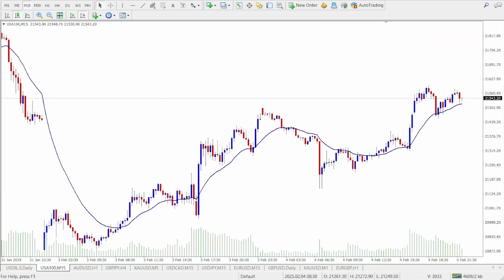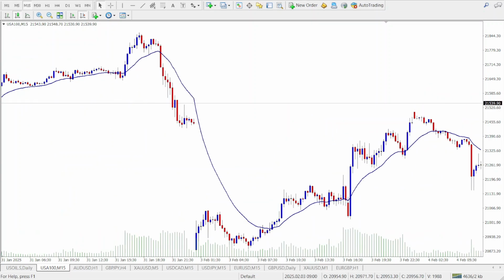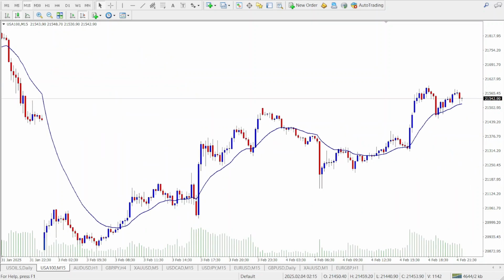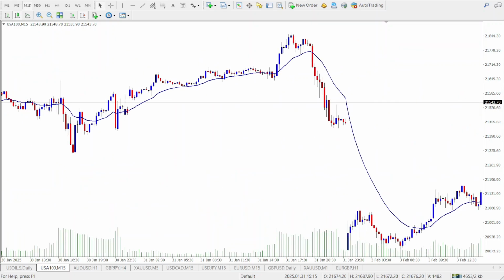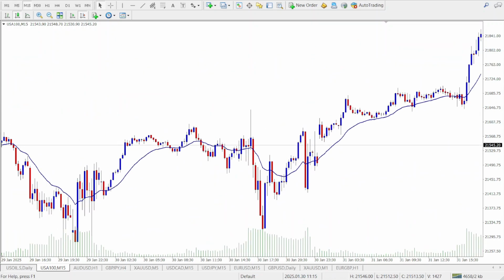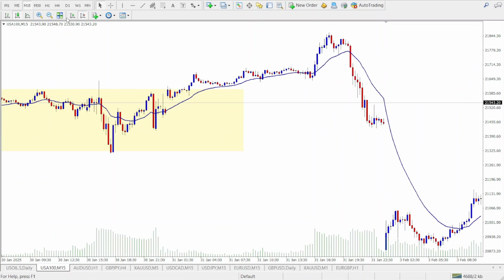If the price is consistently above the 20 EMA, it signals an uptrend, like what we have here. If it is below the 20 EMA, we have a downtrend. And if it is constantly crossing the 20 EMA without a clear direction, then the market may be in a consolidation phase. So based on those descriptions, we can see that this is a consolidation phase.